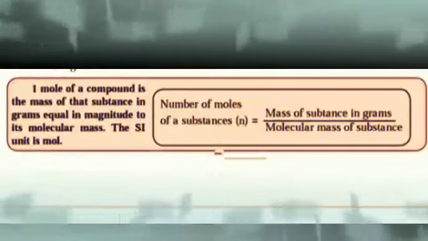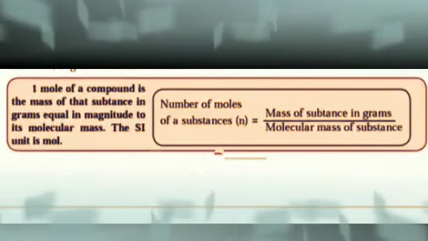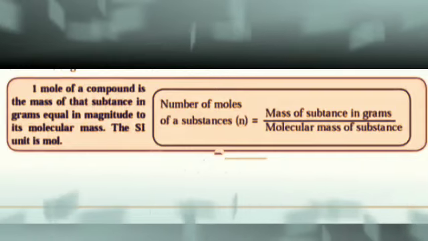Next topic is the mole. Now mole is also one of the important topics. Now what do you mean by mole? 1 mole of a compound is the mass of that substance in grams, equal in magnitude to its molecular mass. The formula is given: number of moles of a substance, that is n, is equal to mass of substance in grams divided by molecular mass of substance.